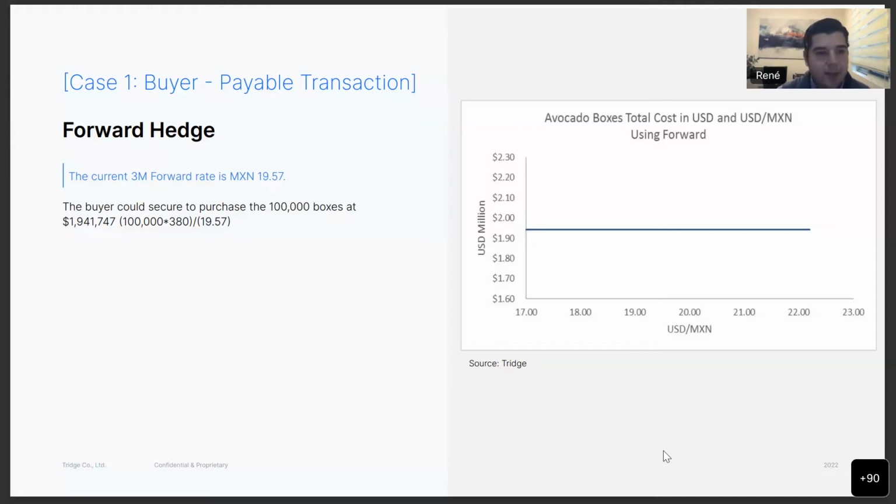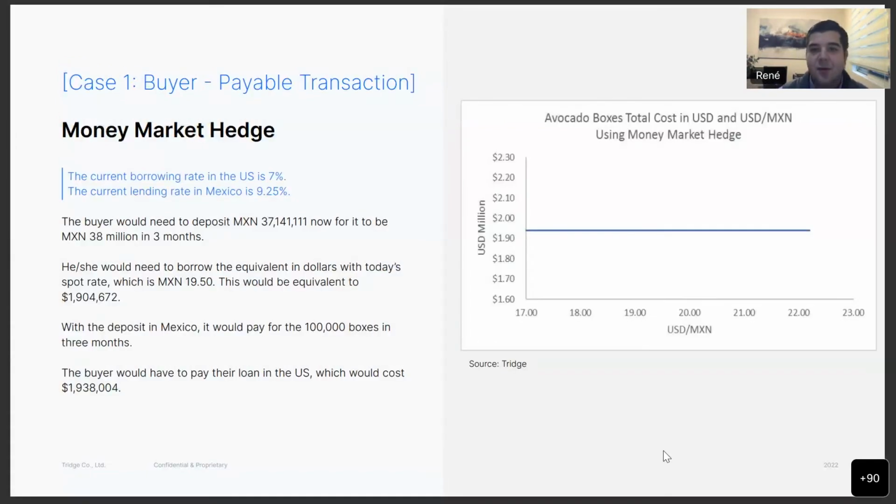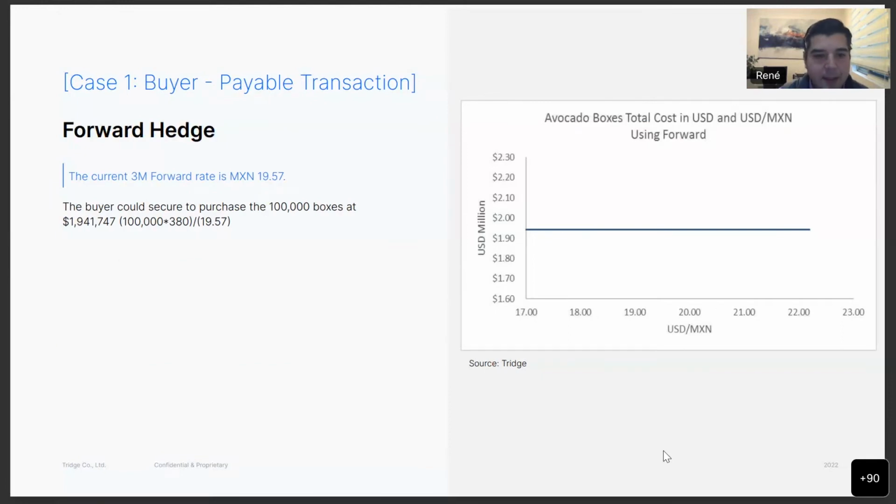Okay. So now let's return to the case. Let's see the case of our particular buyer. The forward exchange rate of pesos and dollars in 3 months' time is set at 19.57 pesos per dollar. So if he acquires a forward to buy pesos now, he will have to pay $1.941 million. Okay. There's no exchange risk involved. He just froze his exchange rate.